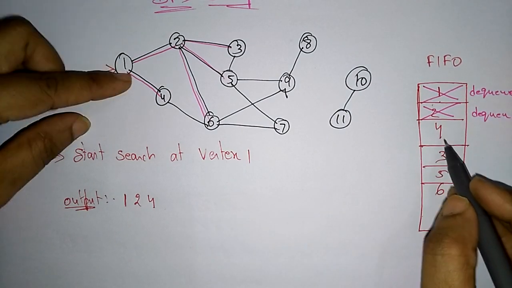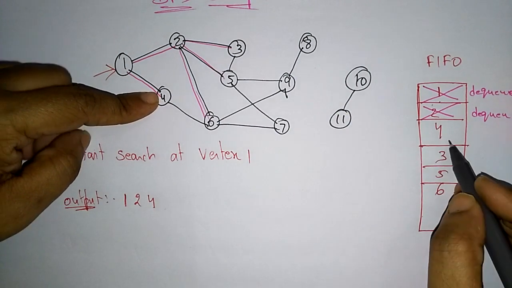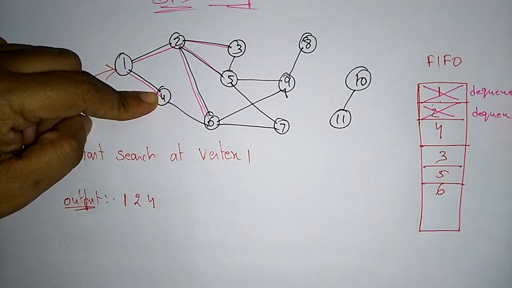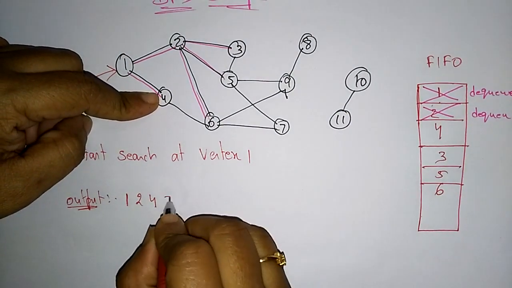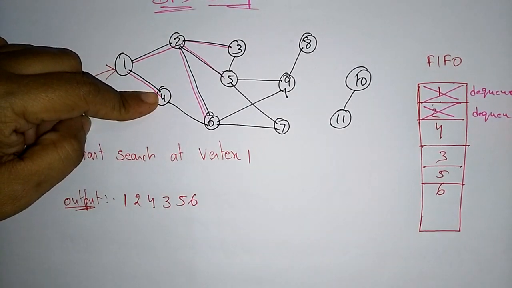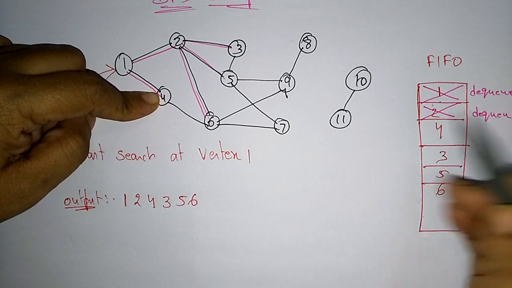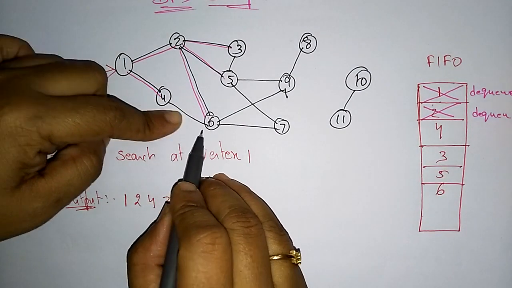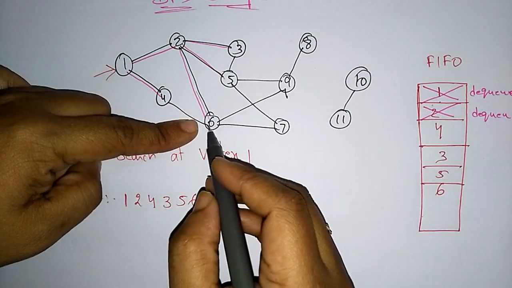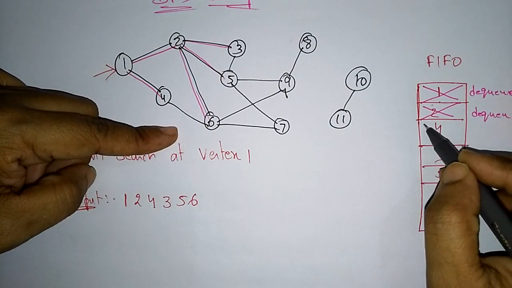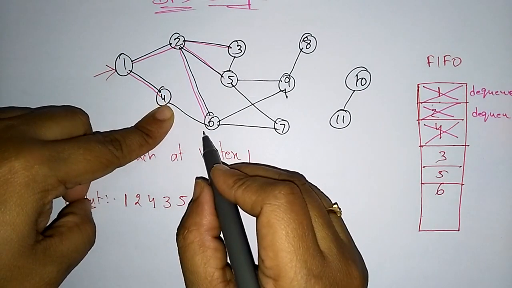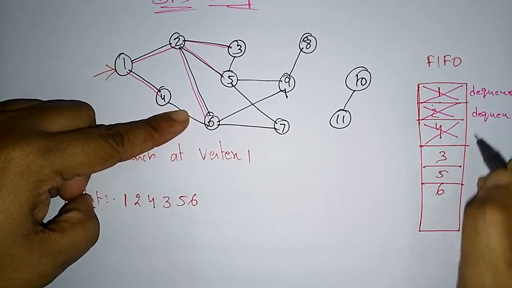After that, now I have to come to 4. You enter these values 3, 5, 6 in the output. What is the adjacent value for 4? The adjacent value for 4 is 6. But 6 is already visited. So just remove that value from the queue, because there are no more values to be visited. That is, dequeue it.